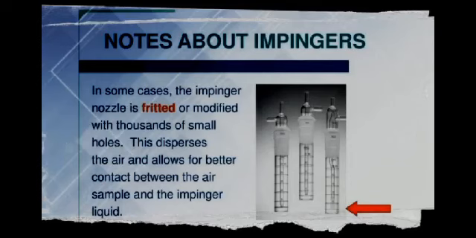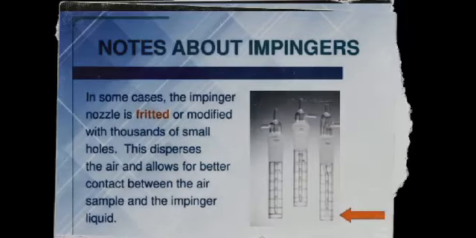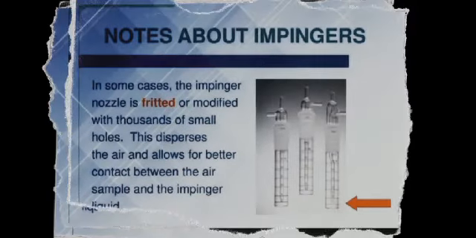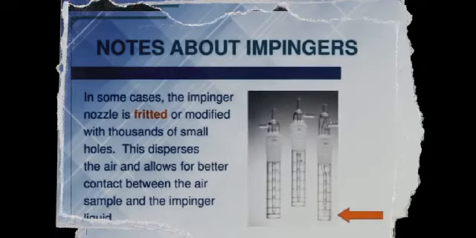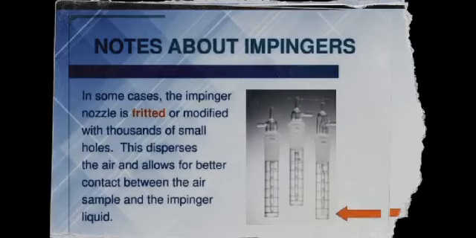Notes about impingers. In some cases, the impinger nozzle is fritted or modified with thousands of small holes. This disperses the air and allows for better contact between the air sample and the impinger liquid.